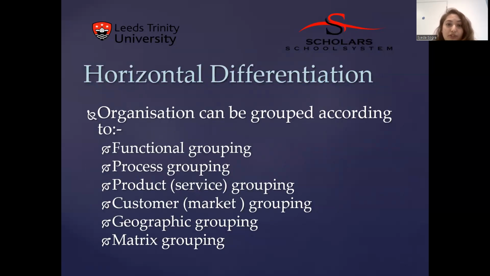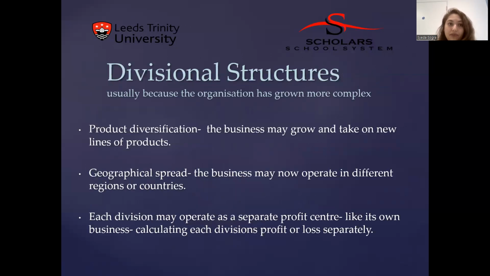Horizontal differentiation. An organization can also be grouped according to its functional grouping, process grouping, product or service grouping, customer or market grouping, geographical grouping, or it can be a combination of two or more, which is known as the matrix grouping.